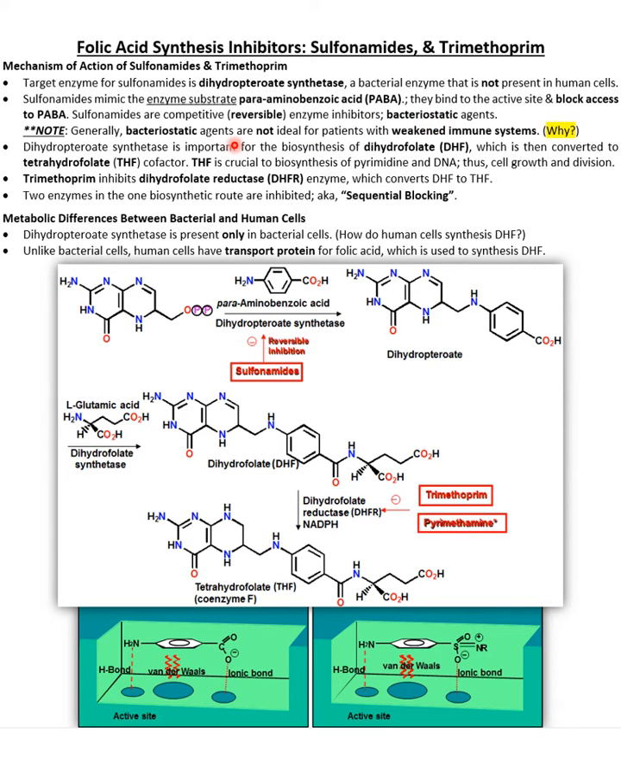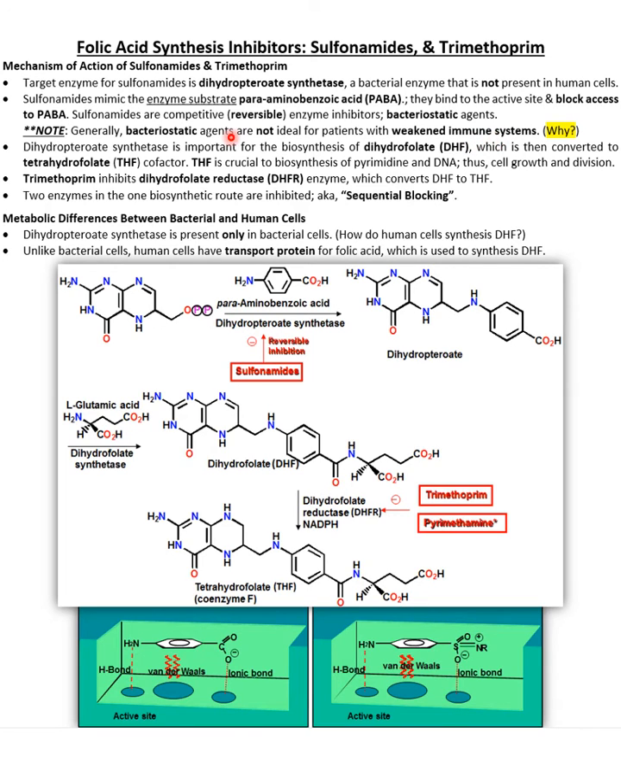Now, there's an important piece of information here. I probably should have mentioned that much earlier when we started talking about antibiotics, which is that bacteriostatic agents are not ideal for patients with weakened immune systems. Why is that? What makes the bacteriostatic not ideal, whereas the bactericidal are ideal for the weakened immune system?